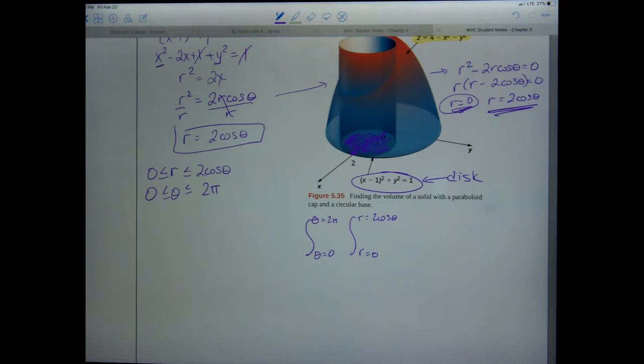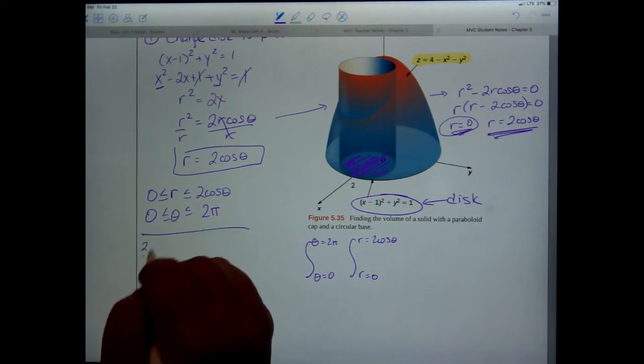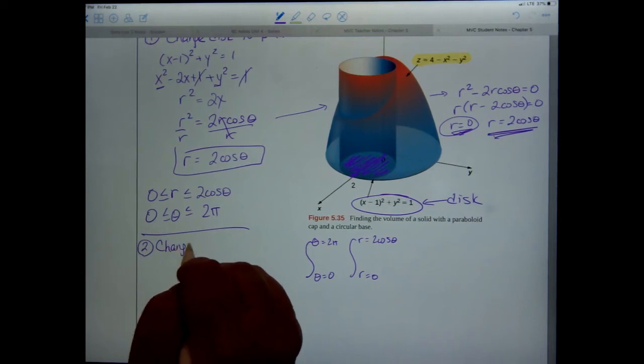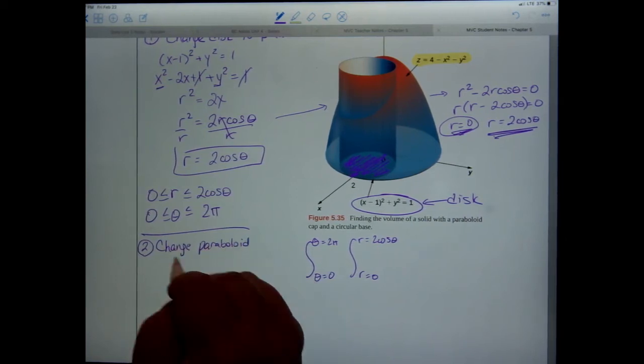Go back to the top of your picture. It's off my screen. I'm going to pull it down. What's the equation? Paraboloid. Z equals 4 minus x squared minus y squared. So now step 2 is to change the paraboloid to polar. Change the paraboloid to polar.